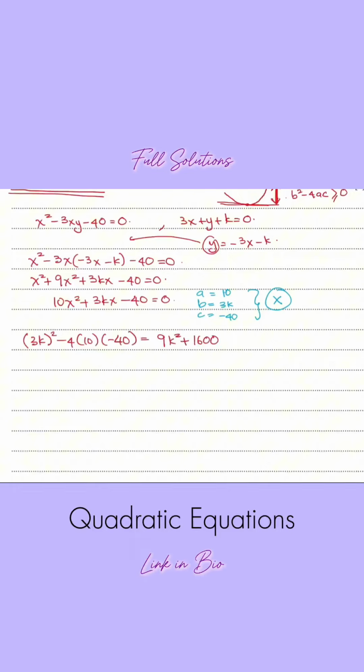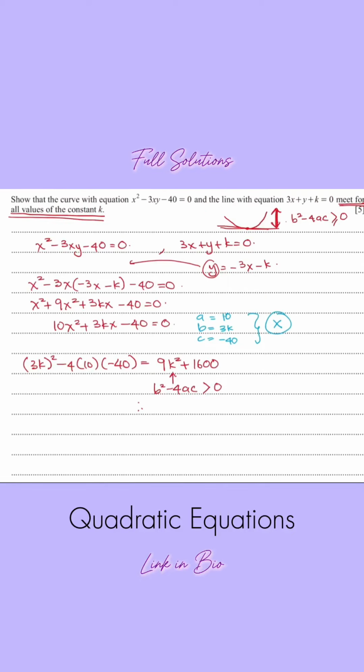Now at this point, you should make a conclusion that for whatever the value of k, even if k is negative, when you square it, you will have a positive answer. For whatever value of k, your b squared minus 4ac will always be bigger than 0. So you can conclude that for any value of k, the line will always meet the curve. Therefore, the line will always meet the curve.